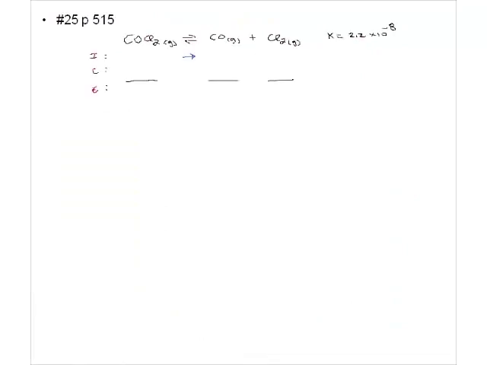Let's try another one. Okay, here's another problem. This is number 25 on page 515 of your textbook. The only thing that's given is the value of K. Look how tiny that is, 10 to the minus 8. That's very, very tiny. This reaction does not want to go forward. What's given?